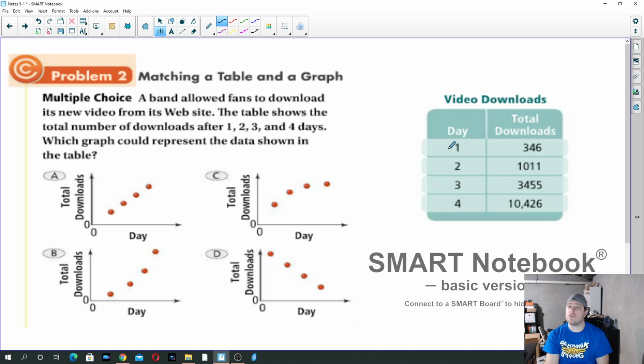And so if you look, after the first day, we had 346. After the second, it was 1,011. The third, 3,400. And then on the fourth, we got 10 million. Or 10,000. Numbers are hard, people.